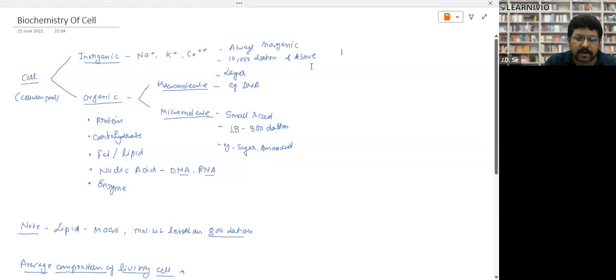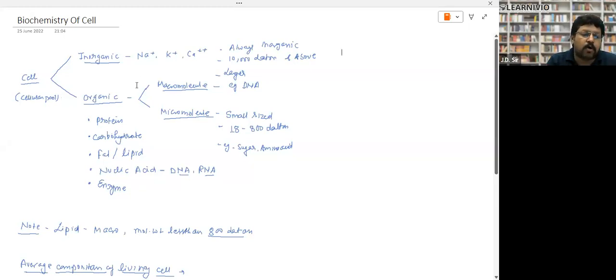Always inorganic. And 10,000 Dalton. So what is the one more thing? The inorganic molecule, their mass is 10,000 Dalton and above, right? And they are larger. Fine. Then we come to the organic part, the organic biomolecule.